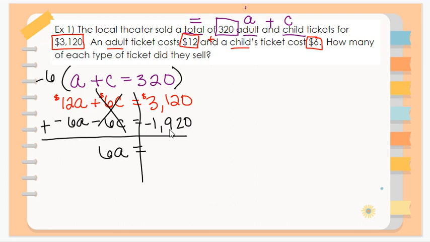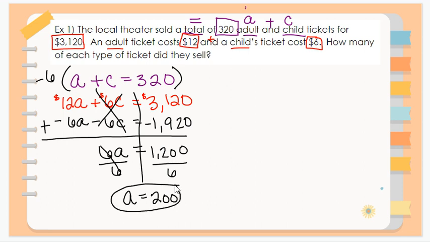Sorry, 3,120 plus negative 1,920 is 1,200. Divide by 6, and A equals 200. So that tells us that there were 200 adult tickets sold.